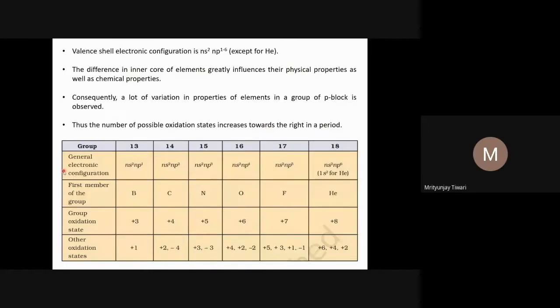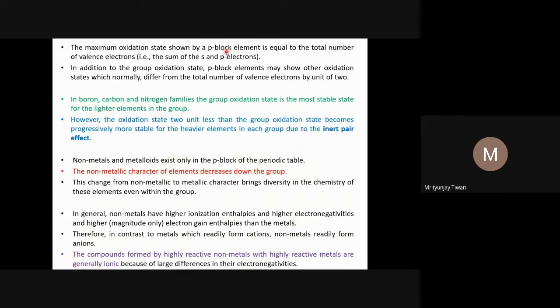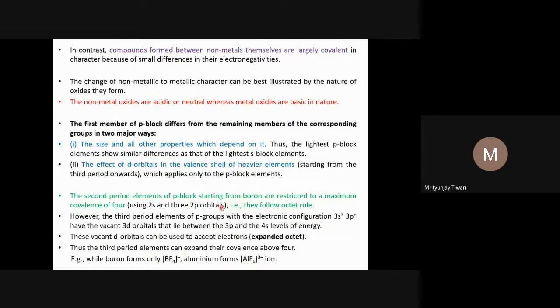Then we also saw the general electronic configuration of all the groups that belong to the p block of the periodic table. It starts with ns2 np1 for group 13 and goes up to ns2 np6. So the general electronic configuration we can write for the p block elements is ns2 np1-6. And we saw many other things.